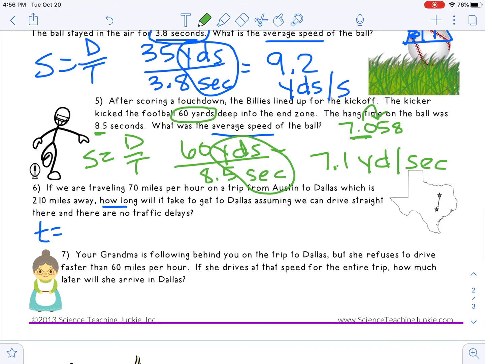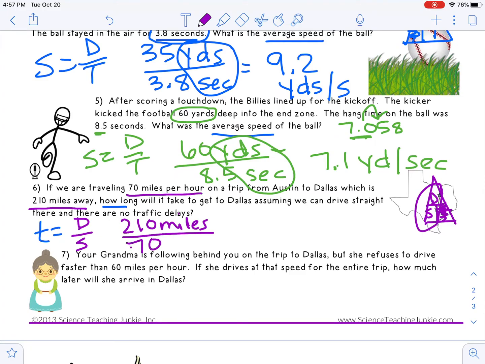If we are traveling 70 miles per hour on a trip from Austin to Dallas, which is 210 miles away, how long will it take to get to Dallas? Assuming we can drive straight there and there are no traffic delays. So how long? That's time. So what is our formula for time? Distance, speed, time. I'm covering up my time, leaving me distance divided by speed. So what is my distance? 210 miles. And what is our speed? 70 miles per hour.